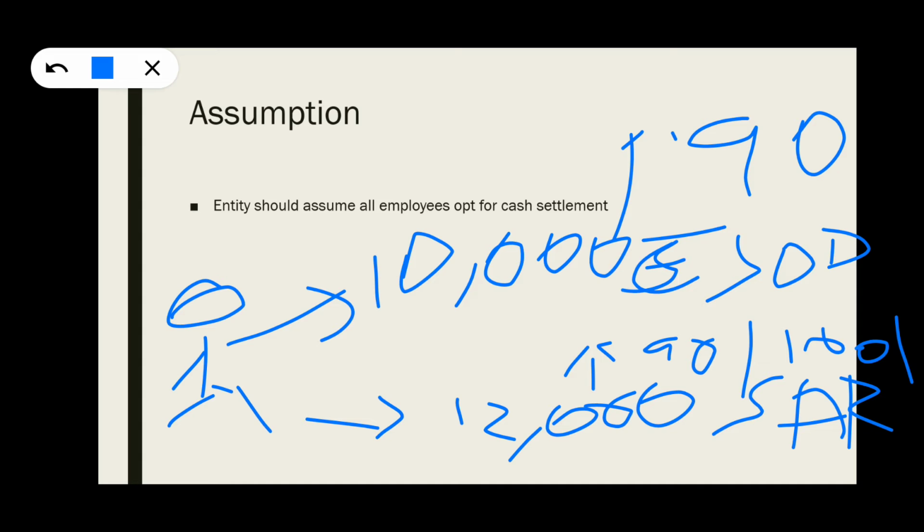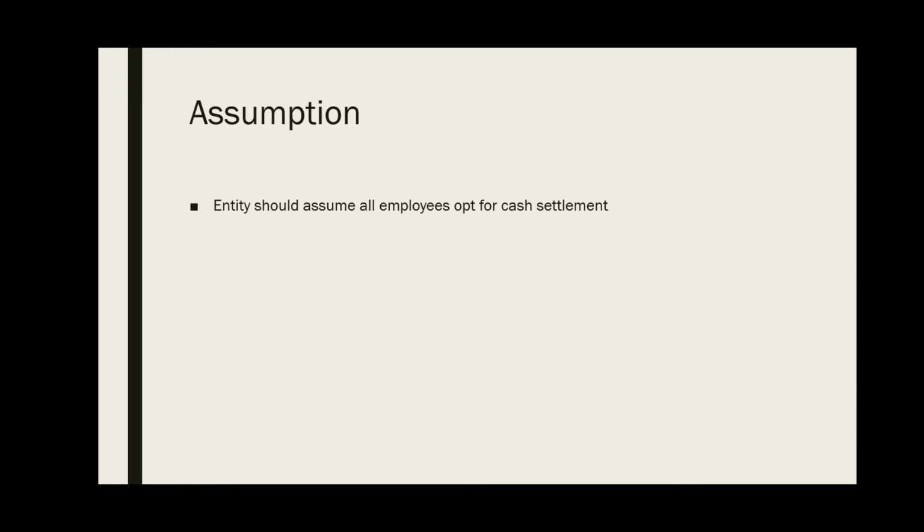So how much do we have to recognize? Whether we have to recognize 10,000 into 90 divided by 3, or 12,000 into 90 divided by 3. How much needs to be recognized? We don't know. So we assume that all employees will take this. So 12,000 into 90, and later on that will be reduced to 10,000 into 90, and the excess amount will be recognized as the equity component. So why do we have to take this assumption?